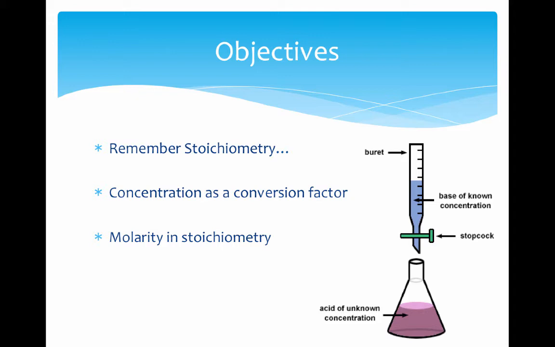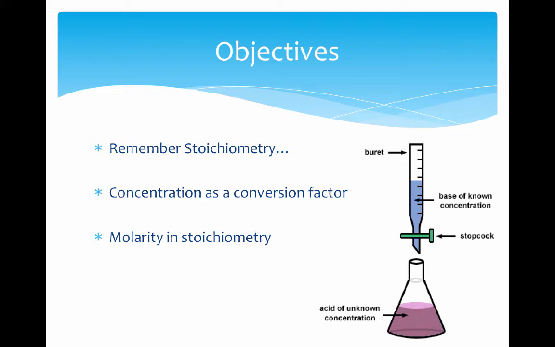We're going to start with a very quick reminder of what stoichiometry is all about, some of the details. We'll talk about concentration, which we've already learned about in the form of molarity. We're now going to talk about it in terms of how it can be used as a conversion factor. And then last but not least, we'll talk about how that conversion factor can be applied in stoichiometry calculations.